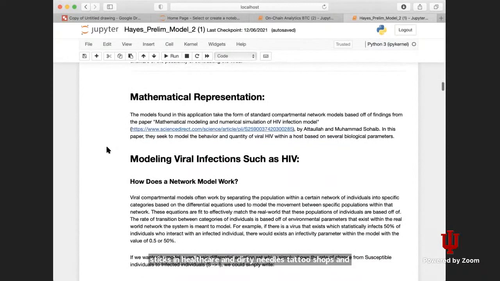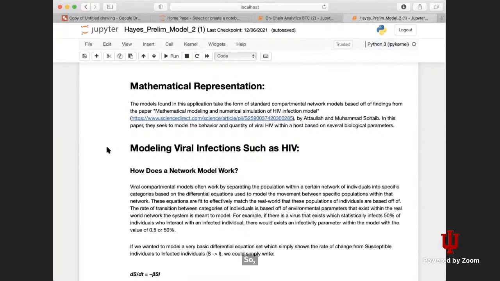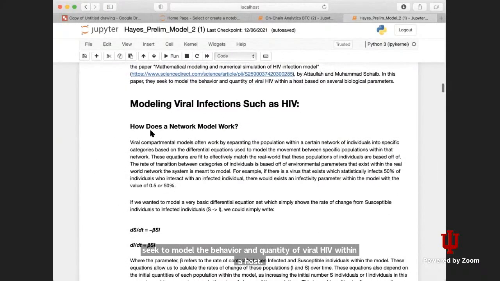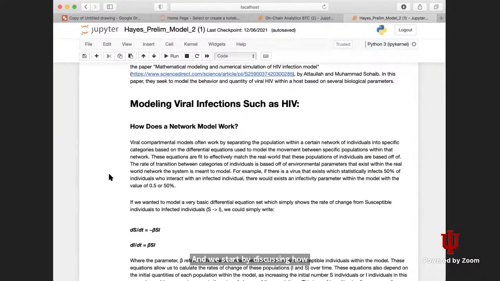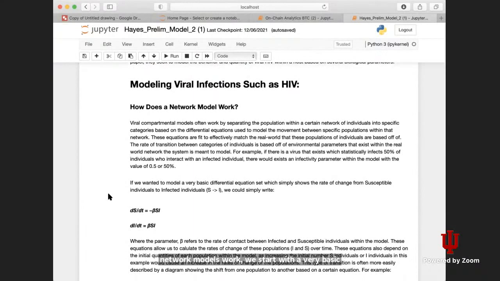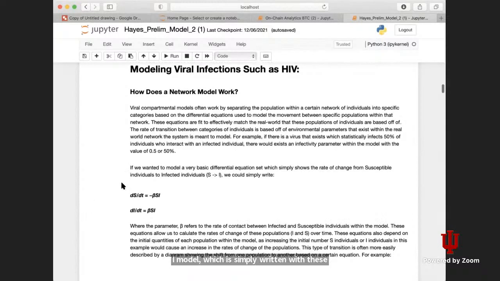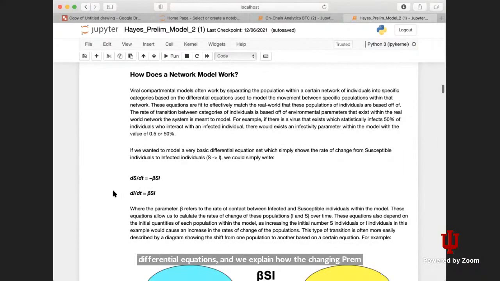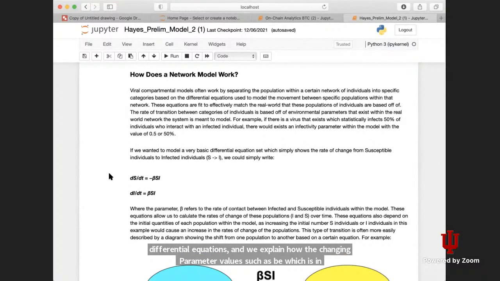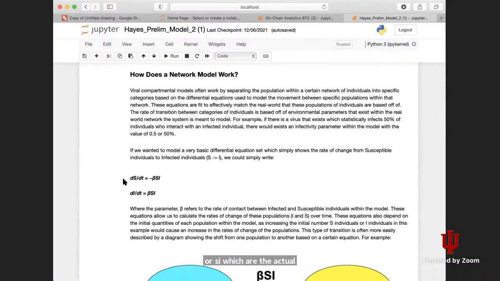Then we discussed a little bit more about the actual mathematical representation of modeling viral infections. I went over this a bit last week when we presented our initial model, because we talked about the initial paper by Atula and Mohammed Sahib, where they seek to model the behavior and quantity of viral HIV within a host. We start by discussing how most viral infection network models work. We start with a very basic S2I model, which is simply written with these two differential equations, and we explain how changing parameter values, such as B, which is infectivity, or S and I, which are the initial values of the cell populations, will alter the model overall.